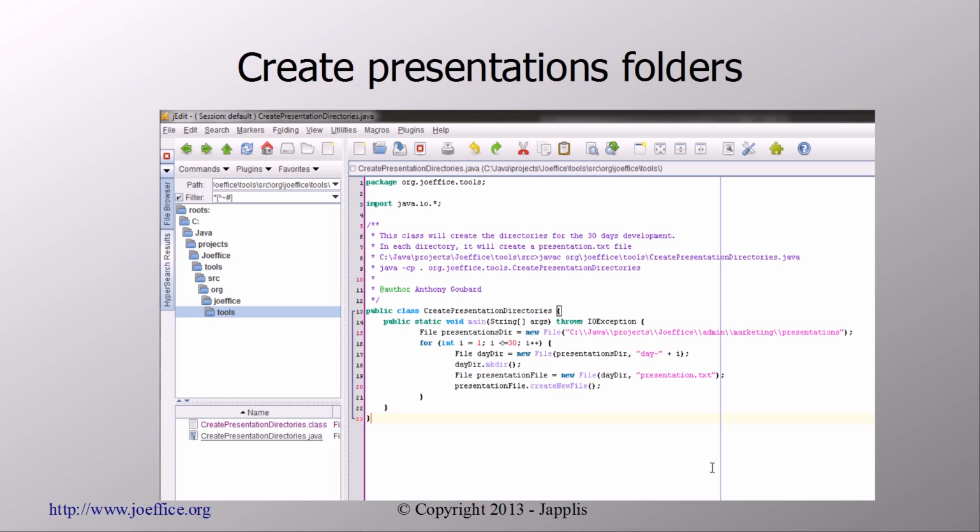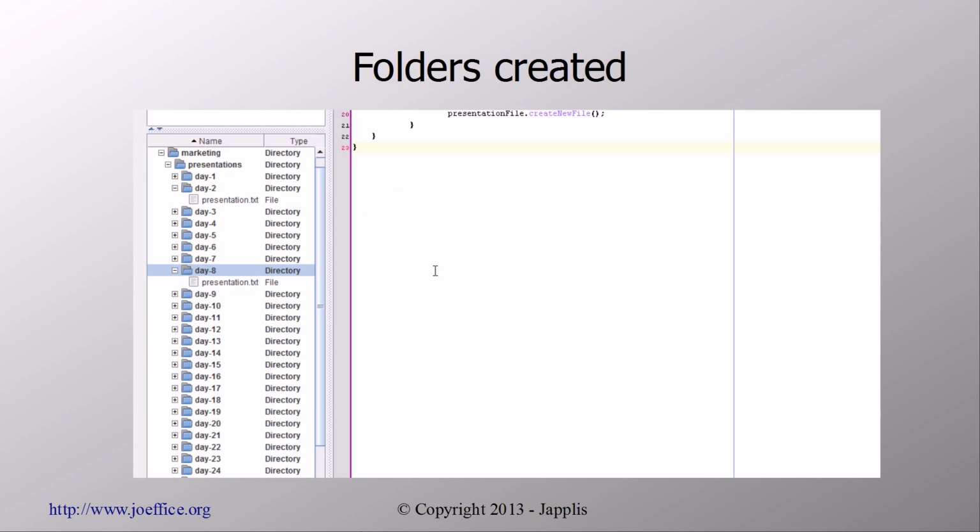Then I'm going to do a presentation, one per day. So here I've written a very small program using JEdit. You saw it starting, it creates 30 directories, and within each directory I will have a presentation text file where I'm going to write what I've done that day. So here we have the program executing now, with 30 directories, and in each directory a presentation text.